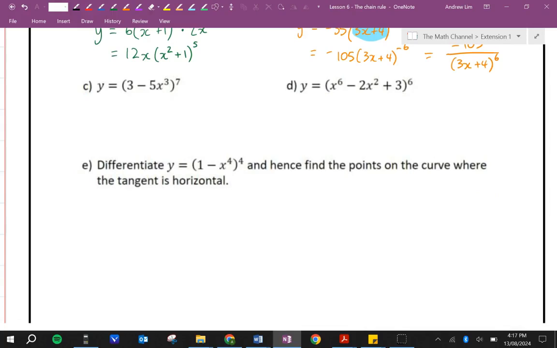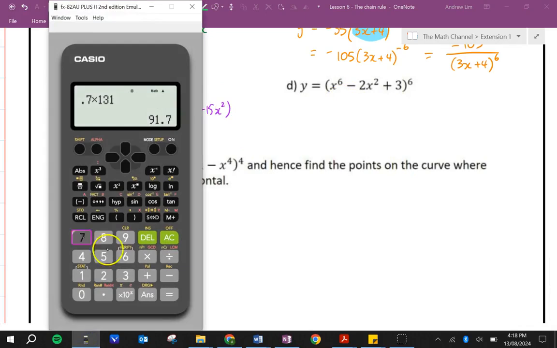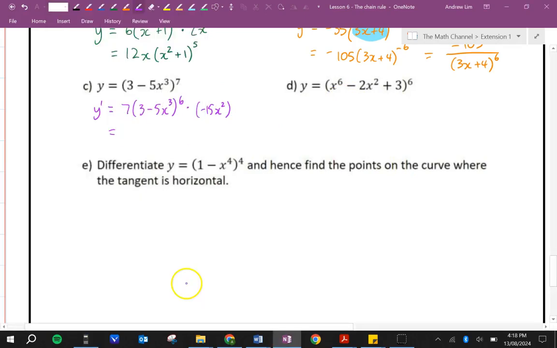Okay, question C. So y dash is equal to, bring down the power, write down what's in the brackets, reduce the power by 1, times by the derivative of what's in the brackets. When I differentiate that, I'll get negative 15x squared. So 7 times negative 15 is negative 105. Oh, whoops, I forgot my x squared. And then 3 minus 5x cubed to the power 6.